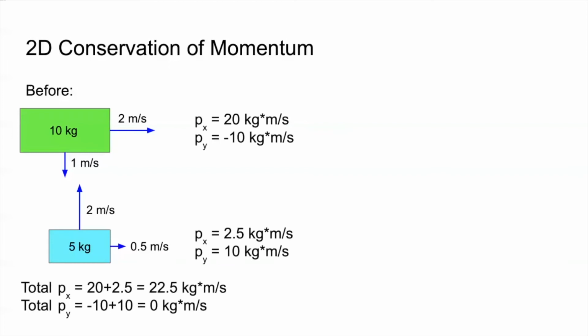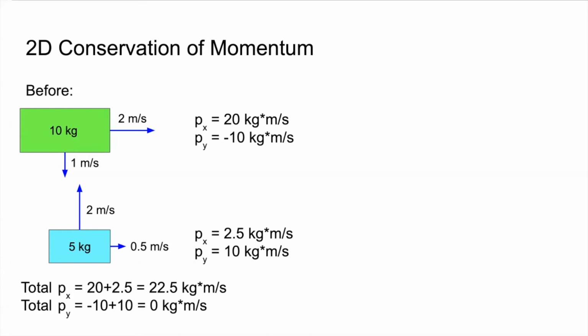The x momentum of the 10 kilogram block is 10 times 2, which is 20. The y momentum, well, in this case, we have a block going upward and a block going downward. So we have to designate one of the directions as positive and one as negative. Usually upward is positive, so downward is negative. So the y velocity is -1, which means that the y momentum is 10 times -1, which is -10.